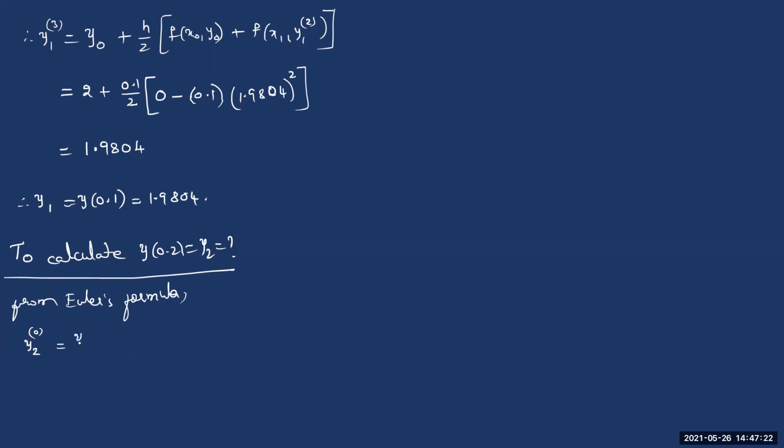So y2 initial approximation is equal to y1 plus h into f of x1 comma y1. As you can see here, to get y2, we'll use its previous values. Anyway, in further approximations of modified Euler's method, we'll use the latest approximation to y2 also. Now, if you substitute the values here, y1 is 1.9804 plus h, we got it as 0.1, and then here the function is minus x1, which is 0.1, into y1 whole square. How much is y1? You see, 1.9804, and then square this. Now let me just simplify this using my calculator.